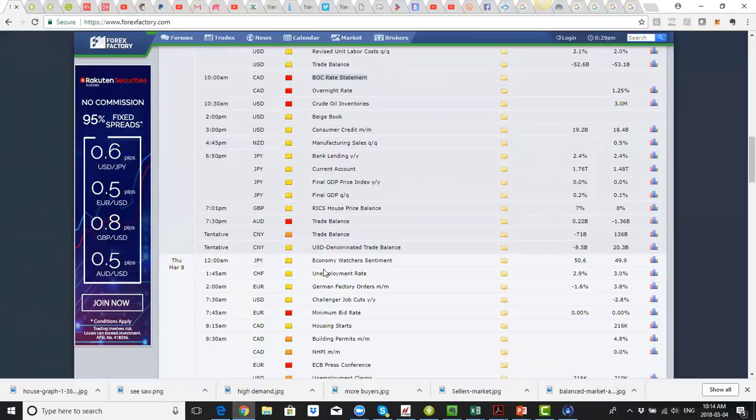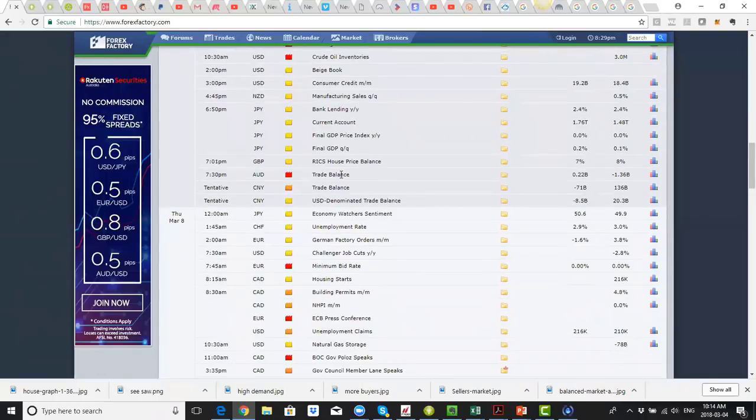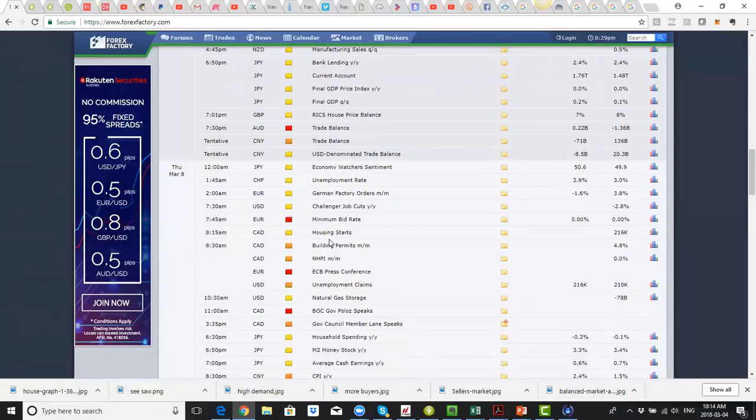Trade balance numbers for Australia will be important. Trade balance is essentially the difference between imports and exports. So these numbers are always important. And then we have the euro, with the minimum bid rate. This is the interest rate decision, and this is the third central bank here this week. ECB is not ready to raise rates yet.